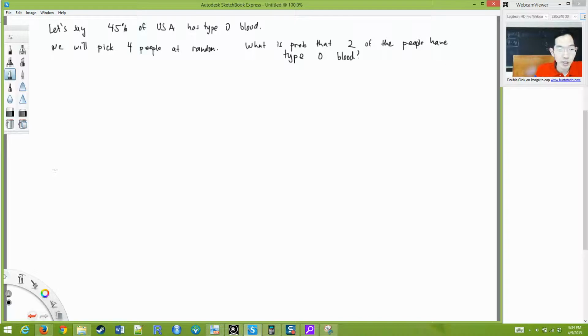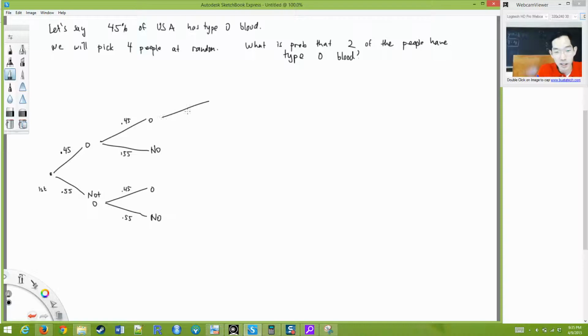I'm going to start off by drawing a probability tree. This one is the first person, and this person can have type O or not O. This person has type O with probability 0.45 and not O with probability 0.55. Then we go to the second person, and I'll write O and NO for not O, with 0.45 and 0.55 again. I'm not going to bother labeling all of these out, but we're going to have 4 levels of this.